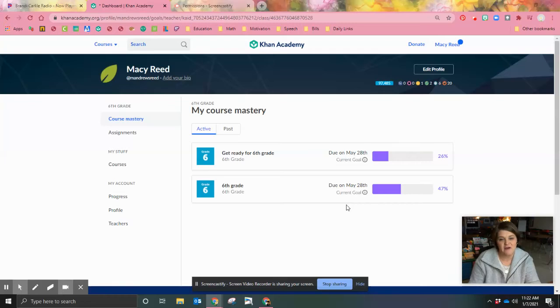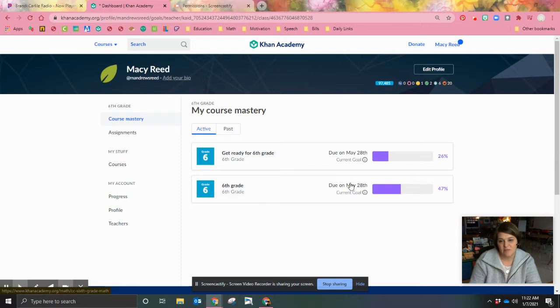Okay, guys, here's how you access your course mastery, and you can work to raise your percentage in our current unit, Get Ready for Expressions, Equations, and Inequalities. So when I log into Khan Academy, it brings up my two courses. Right now, I should be enrolled in Get Ready for 6th grade and 6th grade.